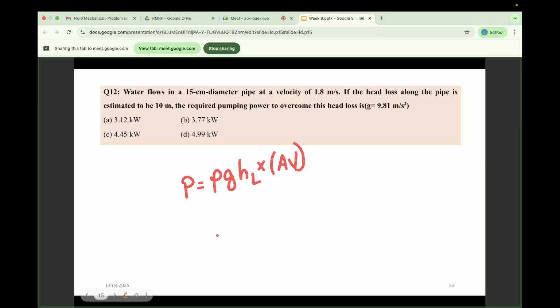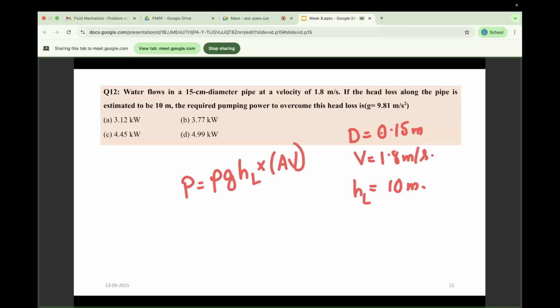So now what is given in this question? First, the diameter is given as 15 centimeter, which is 0.15 meter. Next is velocity given as... always write down this thing in a question paper, in an answer sheet with respect to a question. So head loss is 10 meter, right?